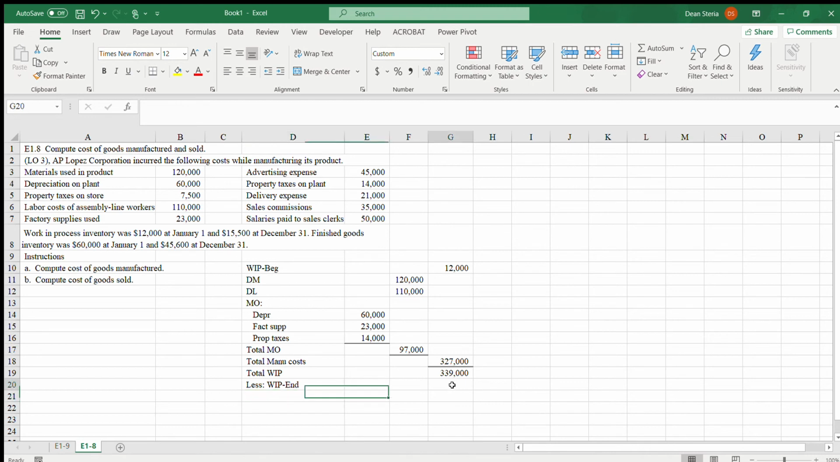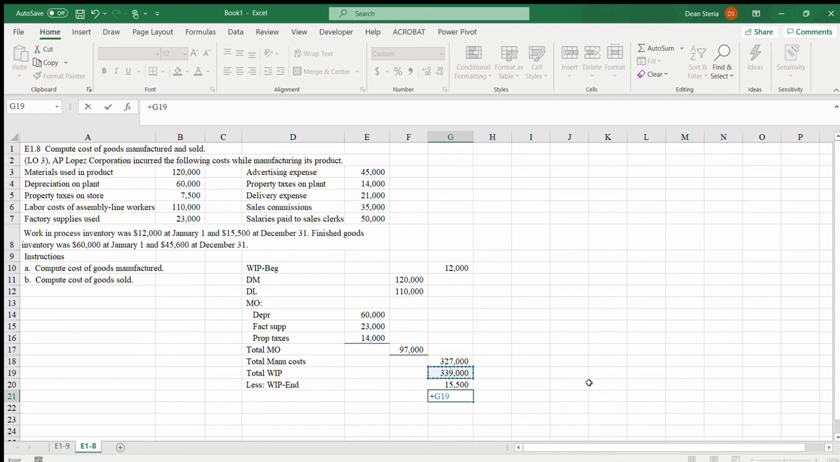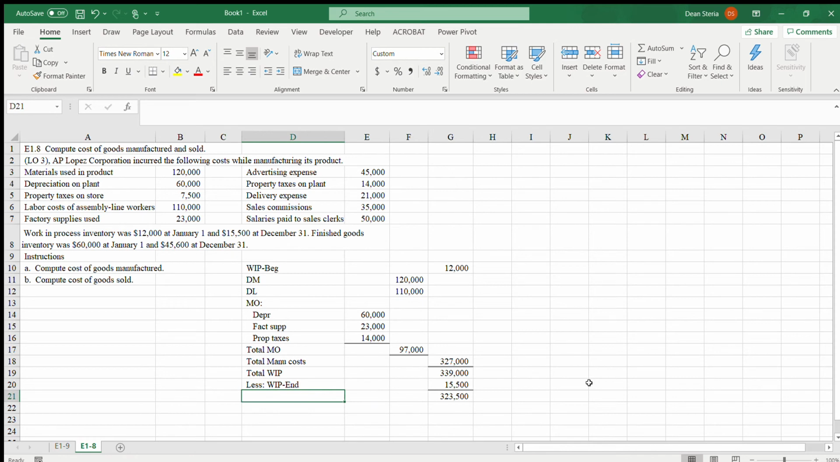We had to read the words there a little bit. 15.5. See right here, 15.5. Subtract that, and then that gives me my COGM, cost of goods manufactured. So my cost of goods manufactured is $323,500.